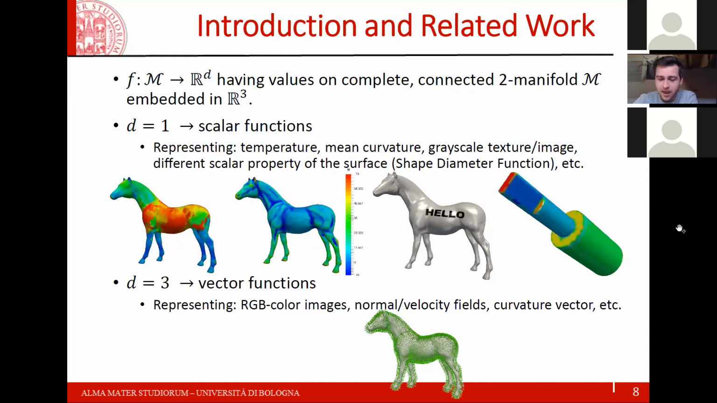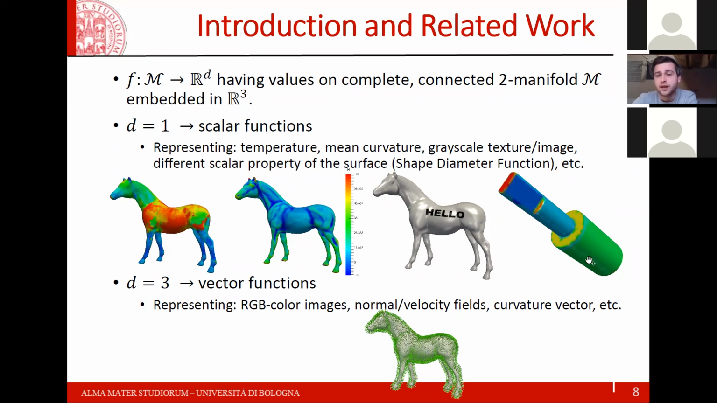I just mentioned quickly that I will also be talking about functions that are defined over a connected manifold embedded in R3, so it is mapped from the surface to R^D. In my case, D is equal to 1, since I will assume just scalar functions, not vector fields over the surfaces.